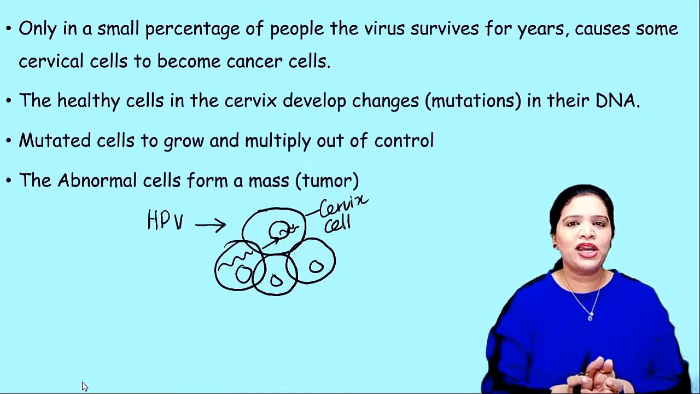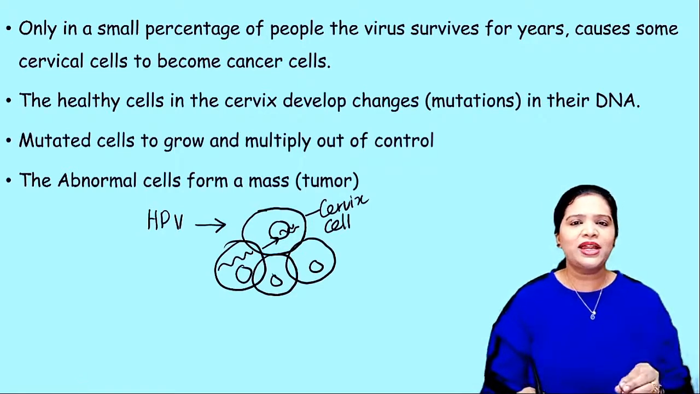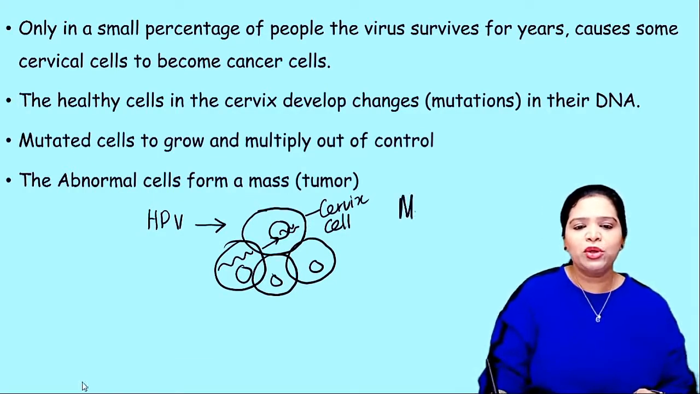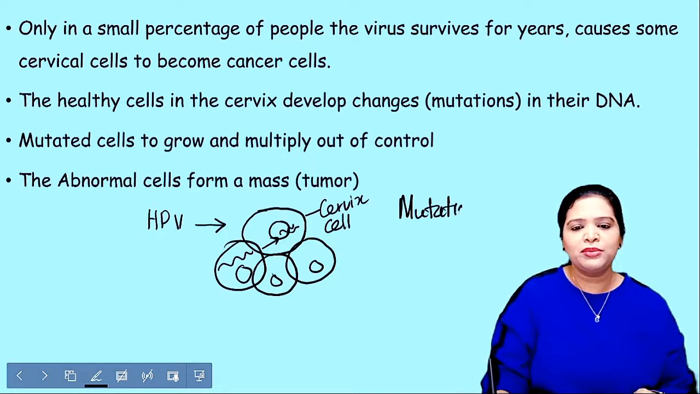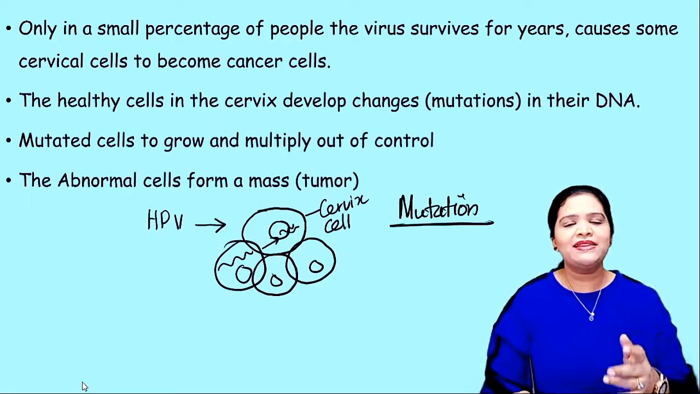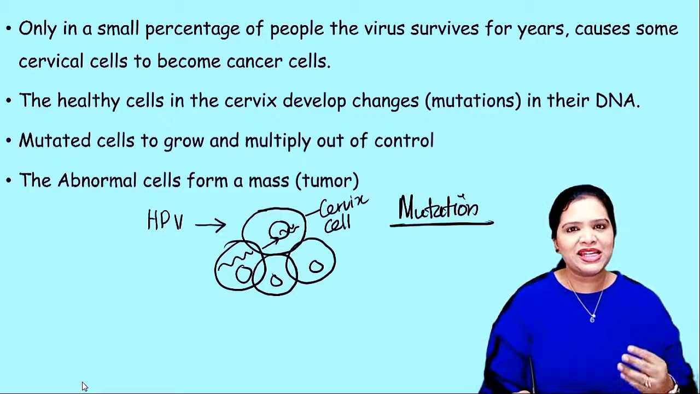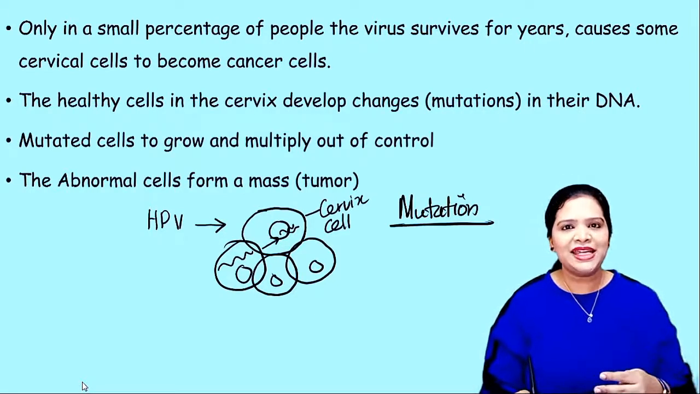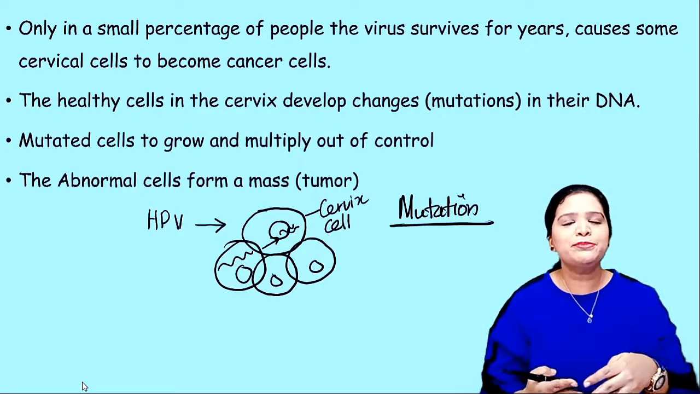That mass we call tumor or cancer. Exactly what happens is, when the viral DNA gets inserted into the host cell DNA, it causes mutation. That means it causes some changes in the nucleotide molecules. We know that adenine, thymine, guanine, cytosine are the nucleotides, right? So when the virus inserts its DNA into the host cell DNA, it causes mutation.